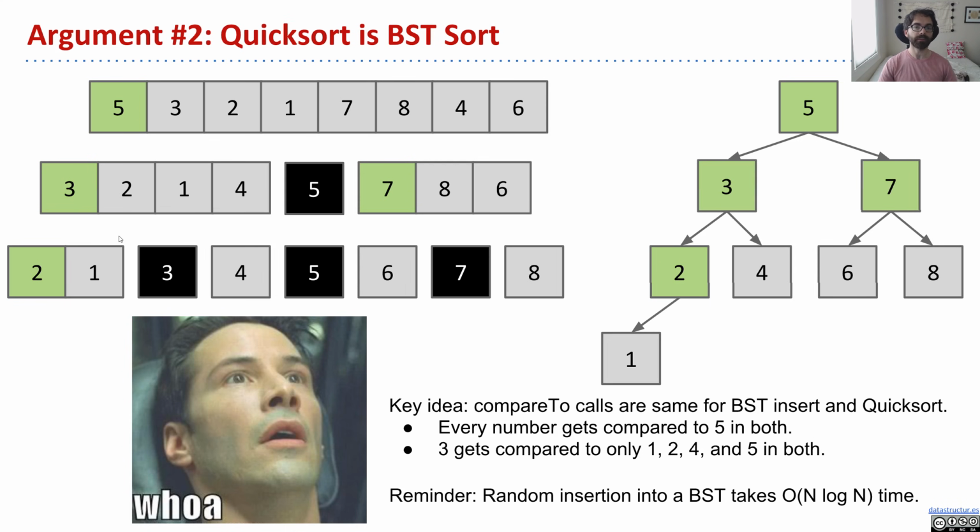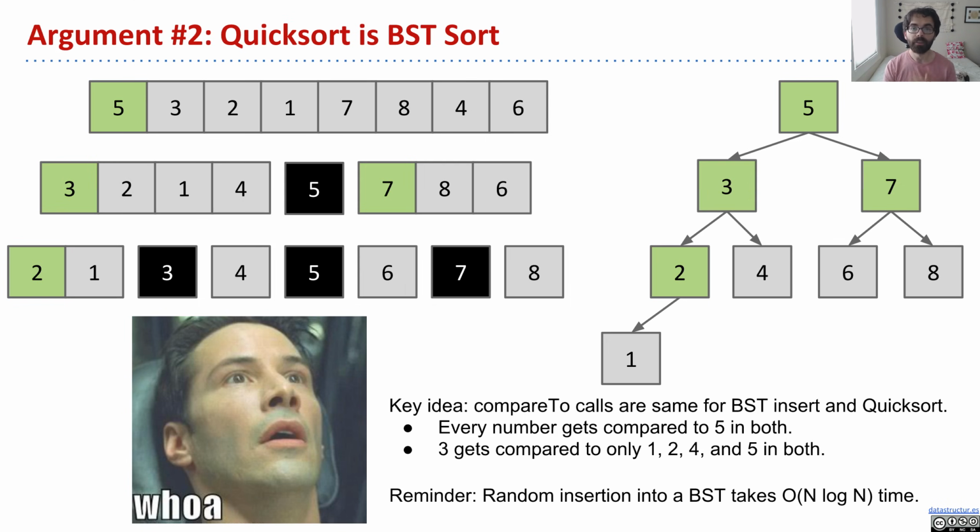Okay, another example would be 6. So which partition operations involve 6? Well, it's when we partitioned on 5 and when we partitioned on 7. Same thing here. And so if you look at the compare to operations, like you just write them out on a piece of paper, which compares get called, you see that it's the exact same comparisons. So in some sense, they're the same thing, right? So if you just throw stuff into a BST randomly, you get Quicksort.